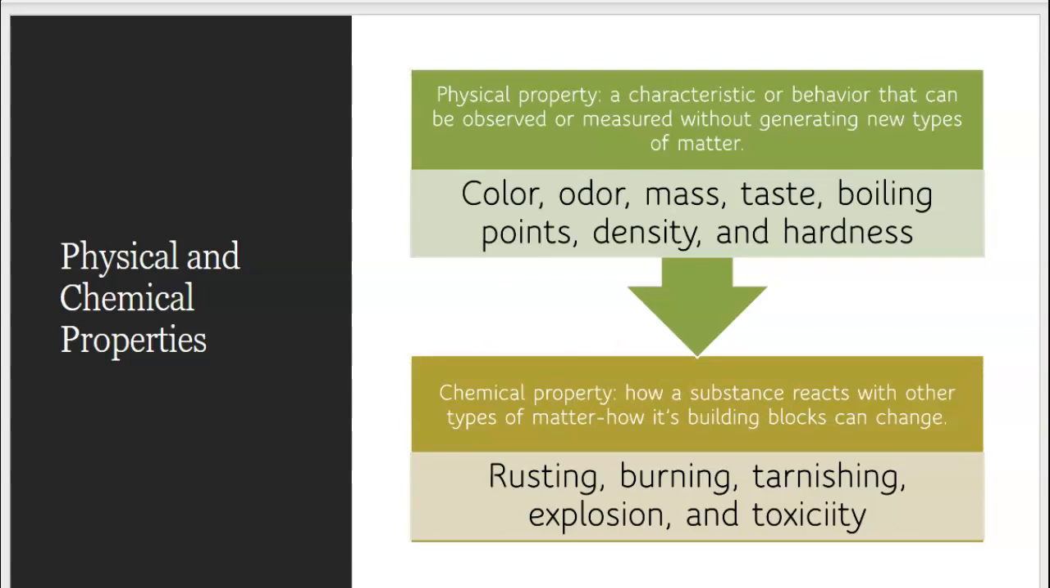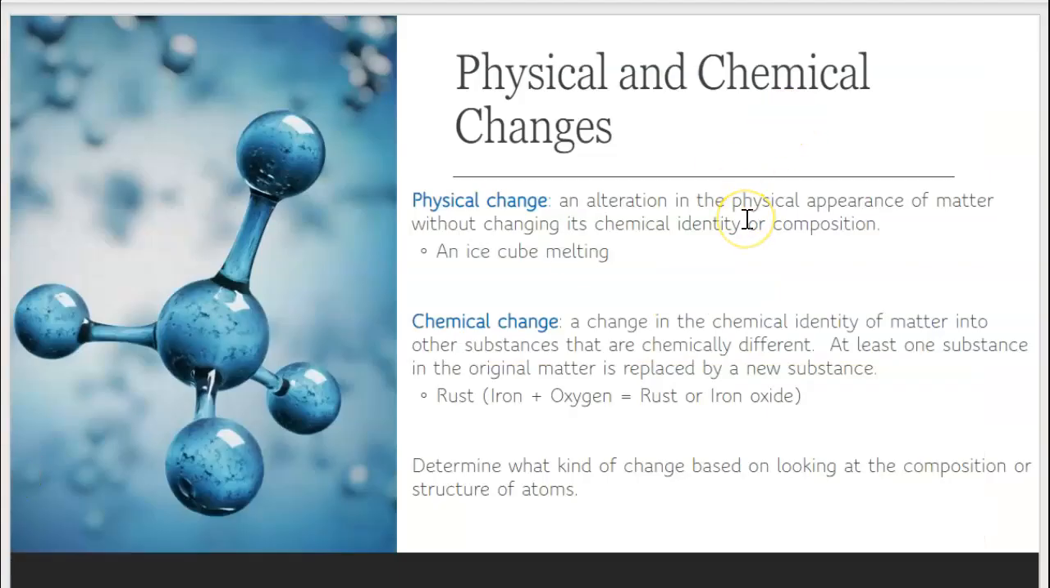So just like matter can have physical and chemical properties, matter can undergo physical and chemical changes as well. So a physical change is any alteration in the physical appearance of matter, again, without changing any of its chemical identity. So that would be like an ice cube melting, or when you boil water and the water goes from a liquid to a gas and steam. You're just changing the physical characteristics of that water. It's still H2O. It hasn't changed chemically at all. It's just changed its appearance.